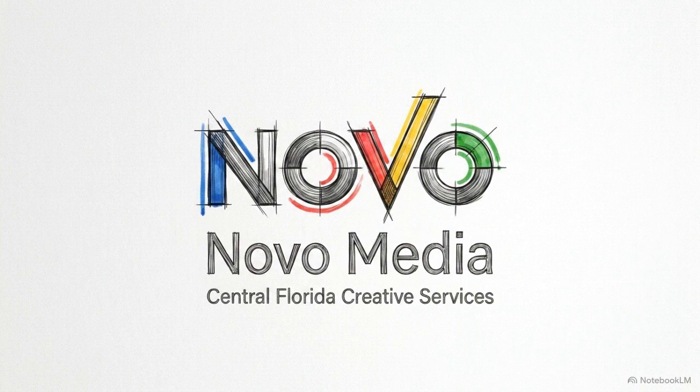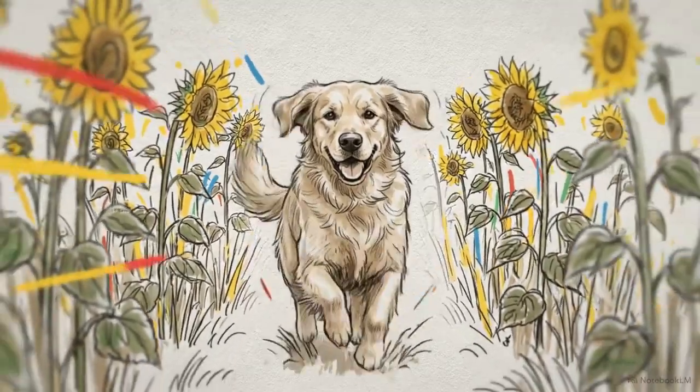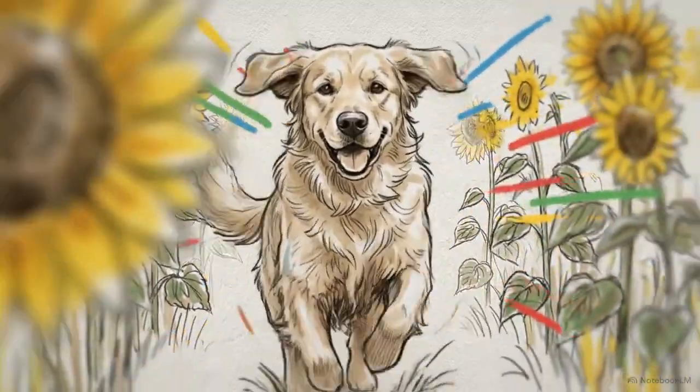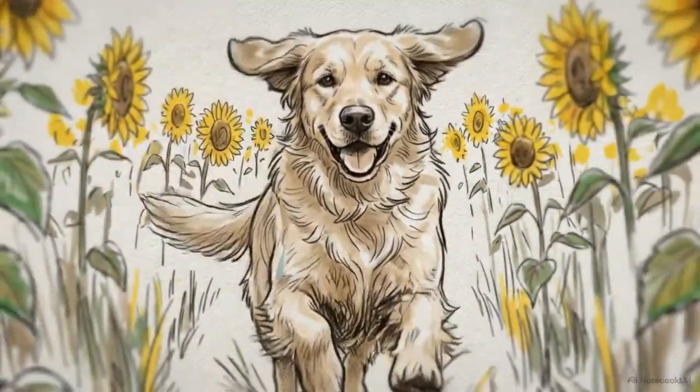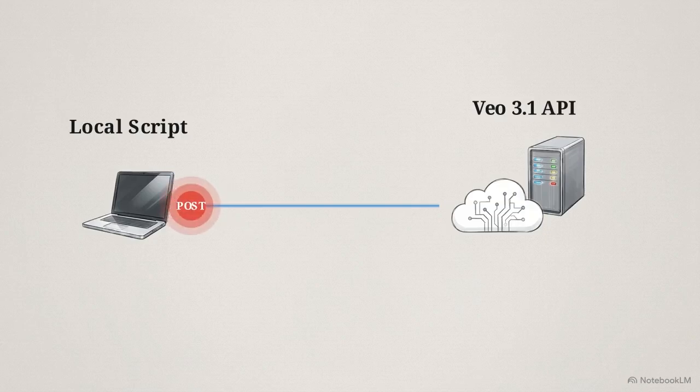Today, we're going to look at the logic behind an automation pipeline that generates AI media by running a custom Python script. The goal is to build a system that can produce this exact shot, a cinematic close-up of a golden retriever playing in a sunflower field, without you ever opening a web browser. We'll do this by writing a script that communicates directly with Google's Veo 3.1 API to request the video and download the completed MP4 file.